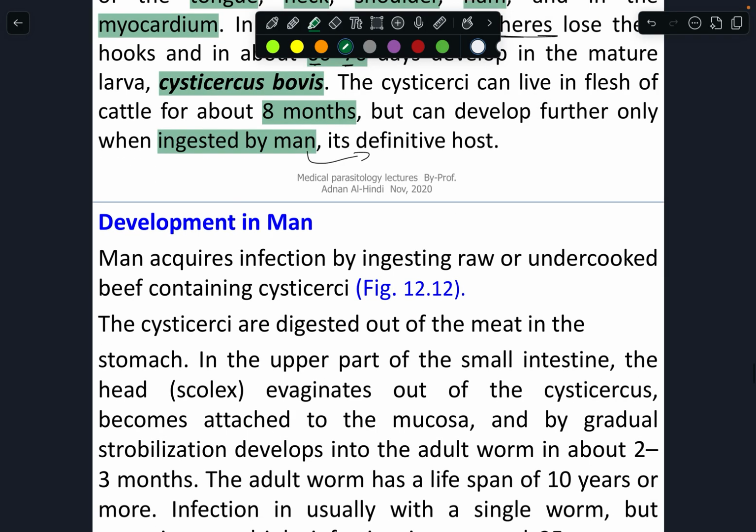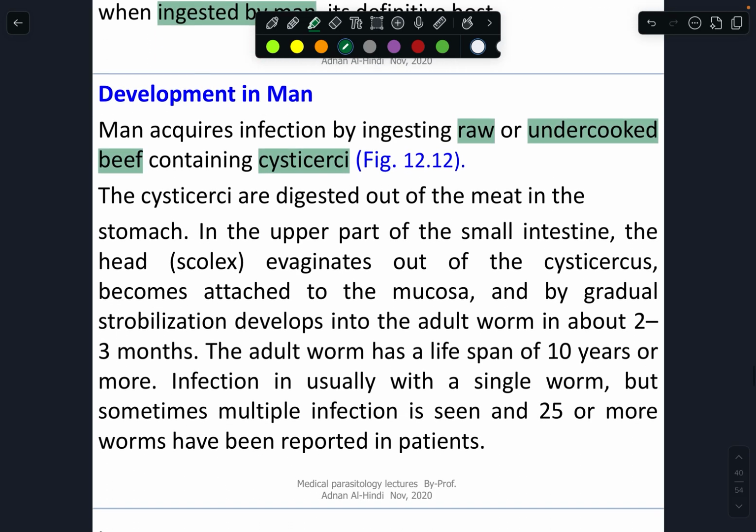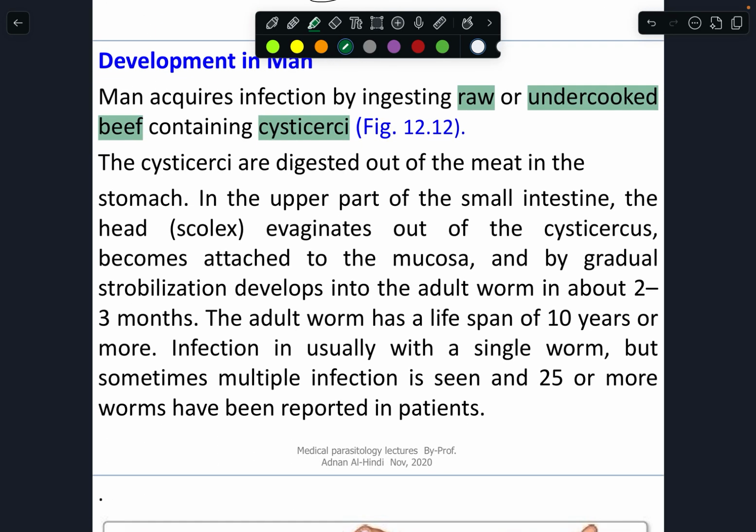So how do humans acquire infection? By ingesting raw, undercooked beef containing cysticerci. The cysticerci are digested out of the meat in the stomach, because it's acidic, so the meat is dissolved.